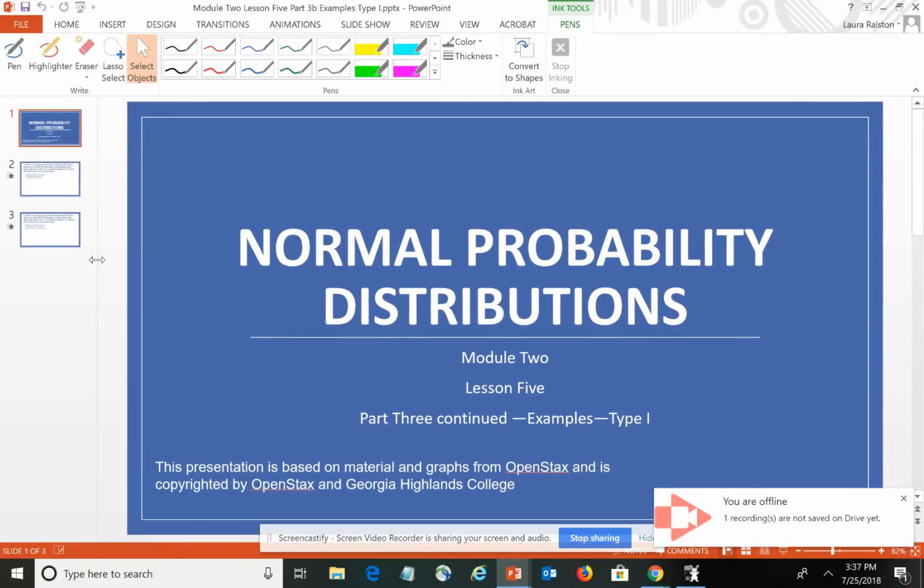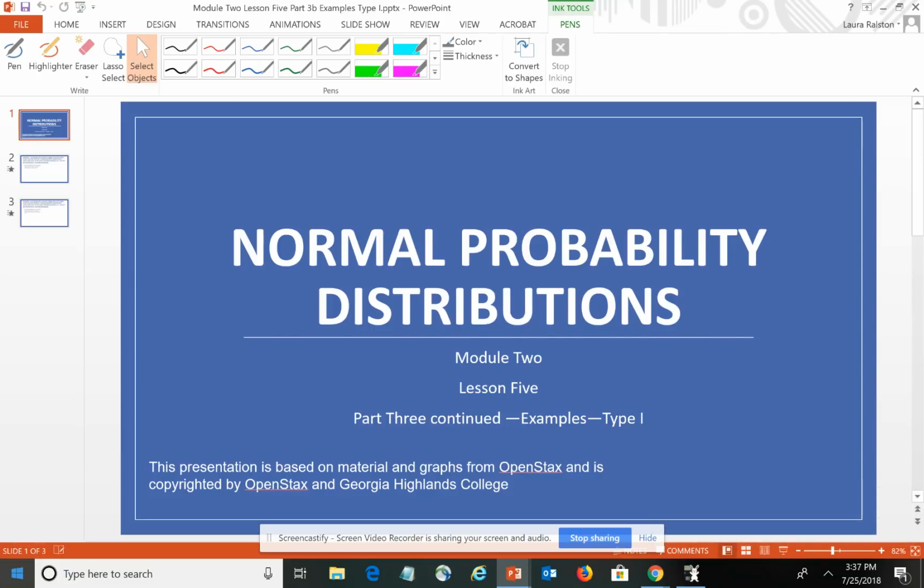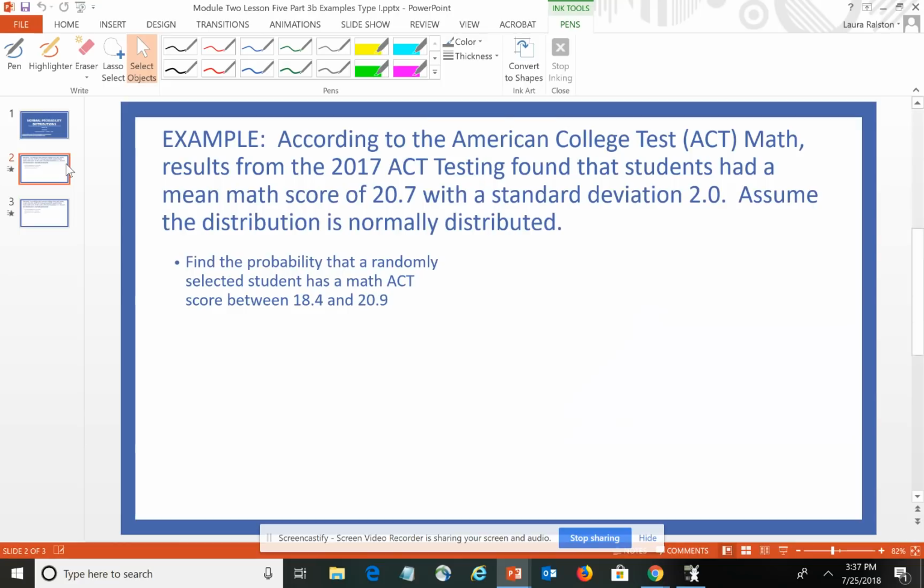All right, this is a continuation of Module 2, Lesson 5, Part 3, where we're looking at examples of the Type 1 questions. You have already seen a less than and a greater than, and we have two to go. They are the between statement and also what we call the tails. So let's jump right into those.